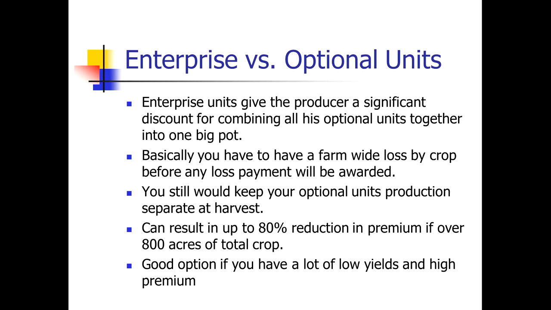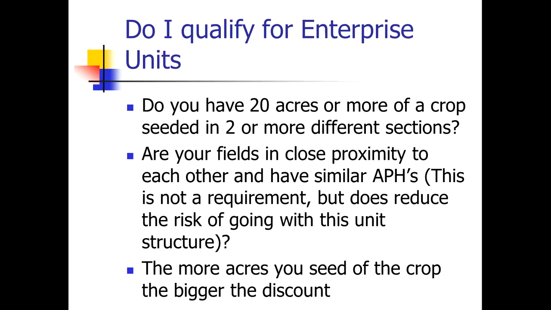You still keep your optional units production separate at harvest so that we have the opportunity to switch back and forth from year to year if we want. If you don't keep those units separate at harvest time, then we end up with no option other than just to keep it an enterprise because we have no way to prove that you kept the optional units separate. And this can result in up to an 80% reduction in premium if over 800 acres of total crop. So the more acres you seed into these enterprise units, the bigger the discount. It's a good option if you have a lot of low yields and high premium.